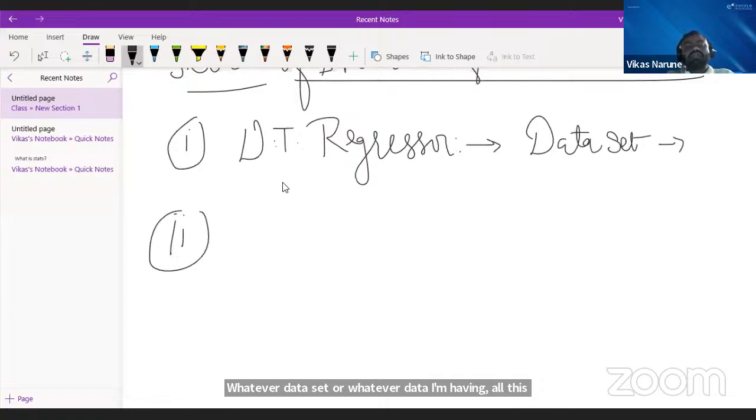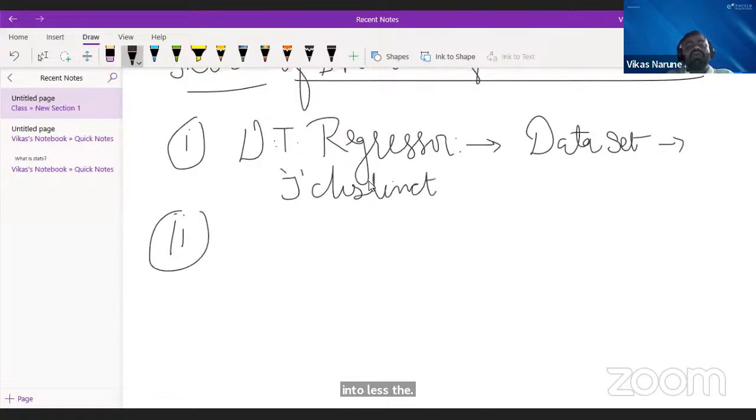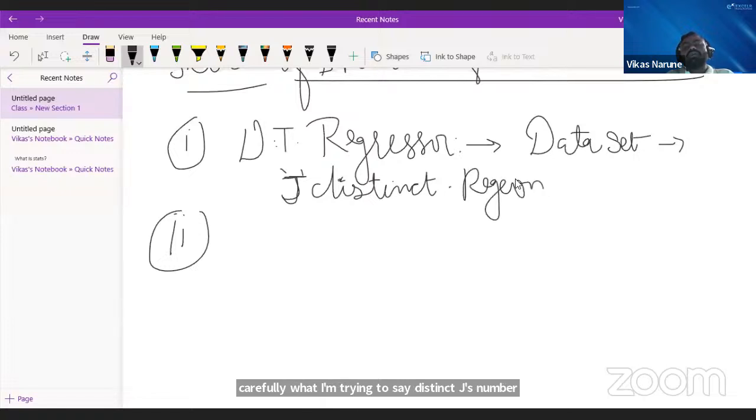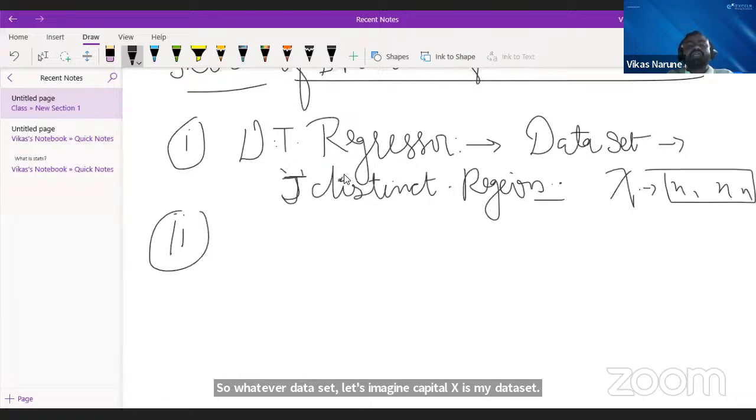All this data gets divided into, let's imagine, J distinct regions. Please try to understand carefully what I am trying to say. J is a number, some constant number. So first I'm going to divide my data into J distinct regions. Let's imagine capital X is my data set. All X1 to Xn, whatever n number of data is there, will be divided into J distinct regions. This way it is going to divide the data into distinct, non-overlapping regions.